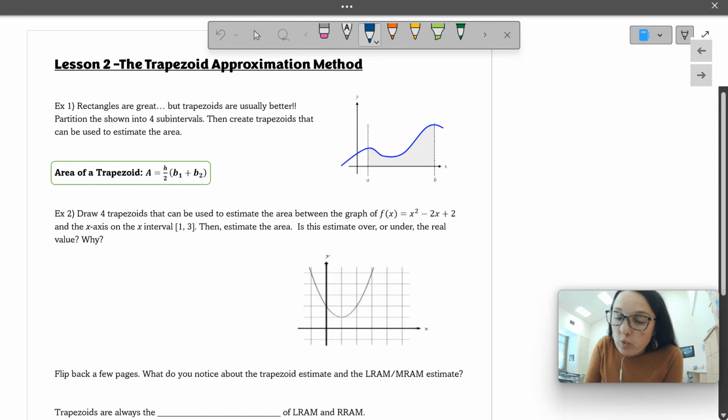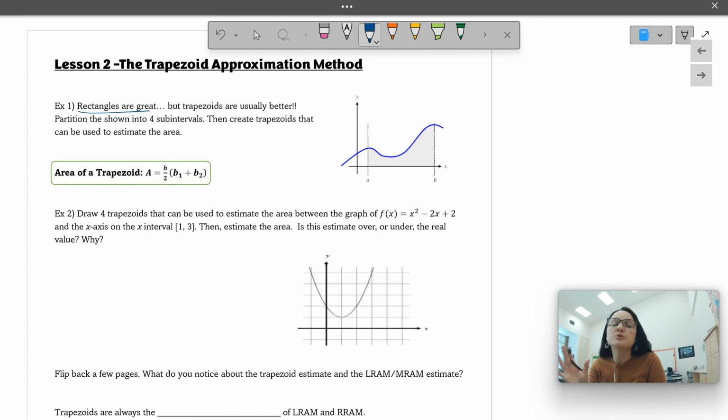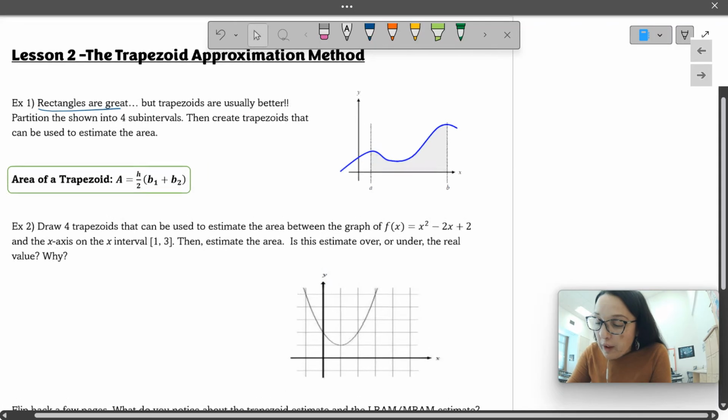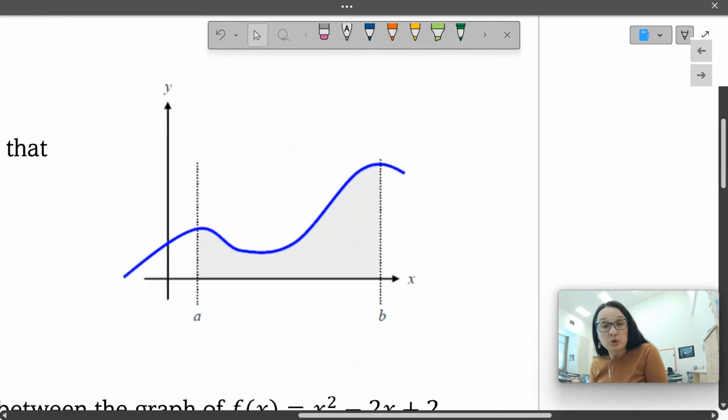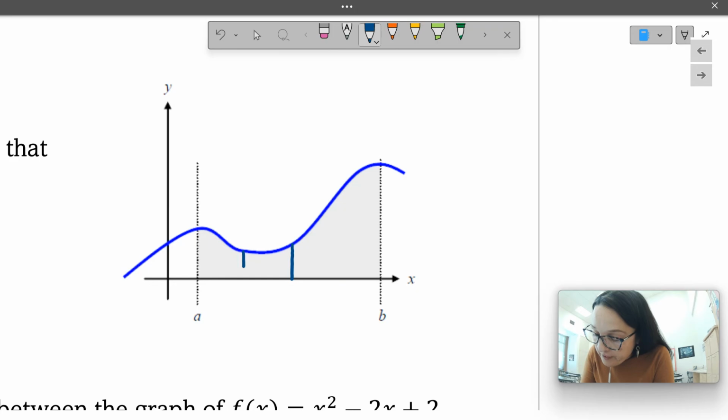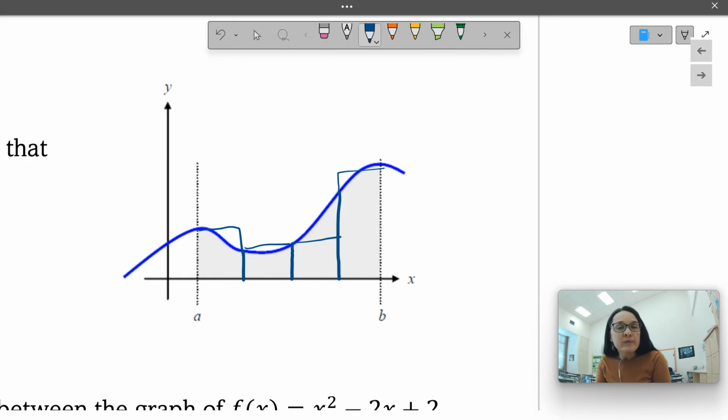So here's the thing. Rectangles are great. Love rectangles. Super easy, base times height. But trapezoids are usually better. All right? So if we want to do a trapezoid approximation method for that same region we did in the other set of notes, if I wanted to split this up into 4 regions, and instead of drawing rectangles that obviously go over or under, okay?